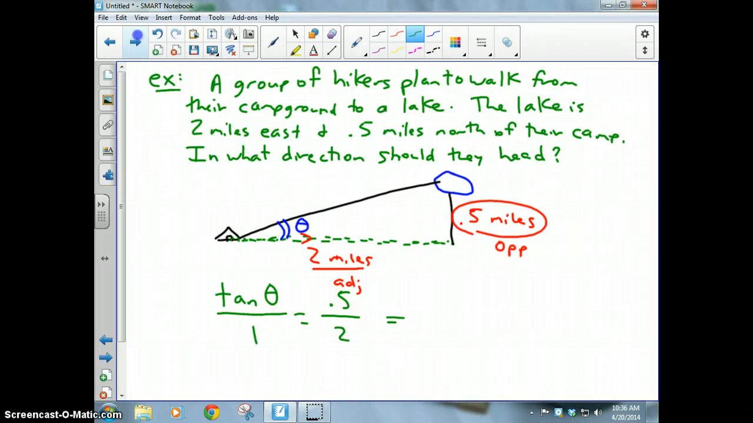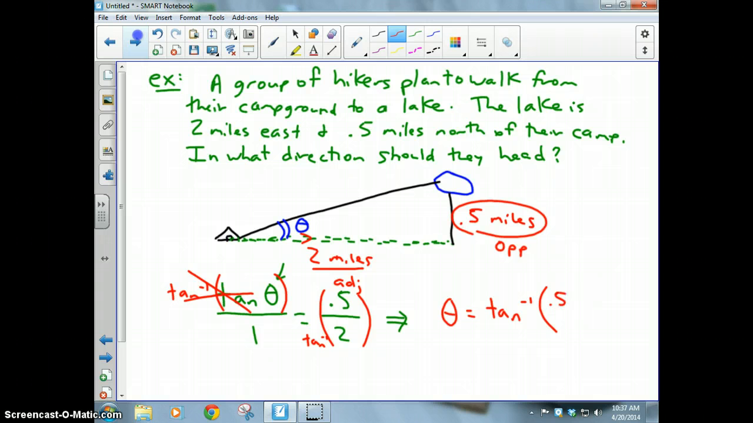Now, in order to solve this problem, since theta is inside the tangent function, basically what I need to do is I need to do tangent inverse of both sides. Well, tangent inverse and tangent will cancel out, but then over here I also have to do tangent inverse, which is going to lead me that theta is equal to tangent inverse of 0.5 divided by 2. And that's exactly what I'm going to type in my calculator. Tangent inverse, parenthesis, 0.5 divided by 2, parenthesis. Make sure you do that.